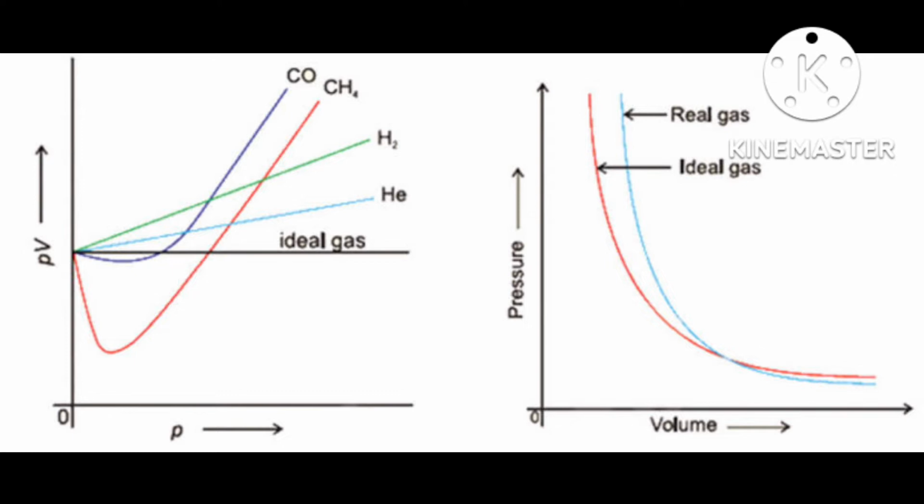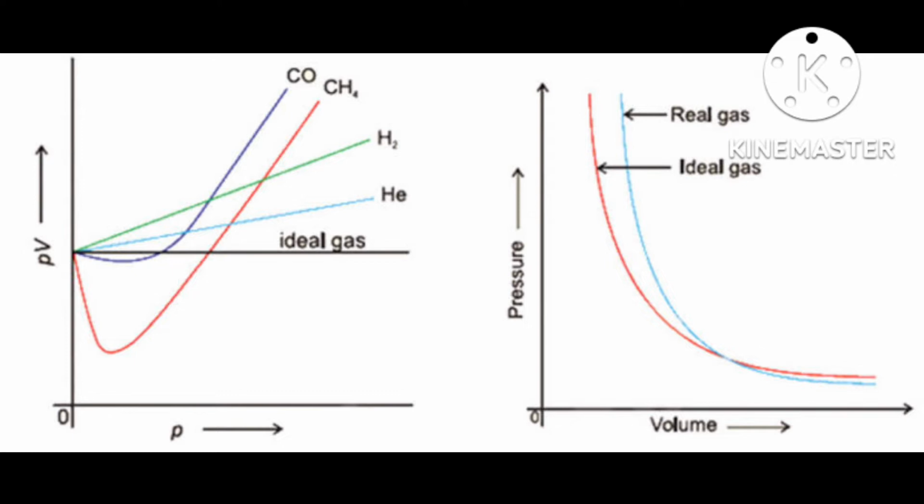There are two things here: first is a positive deviation and second is a negative deviation. With the ideal gas showing a straight line parallel to the x-axis, carbon monoxide and methane show negative deviation, meaning they come down below the ideal gas line. The other two, hydrogen and helium, show positive deviation, meaning above the ideal gas line.